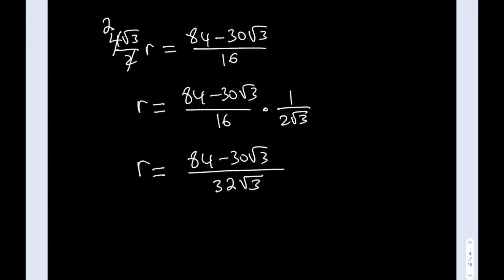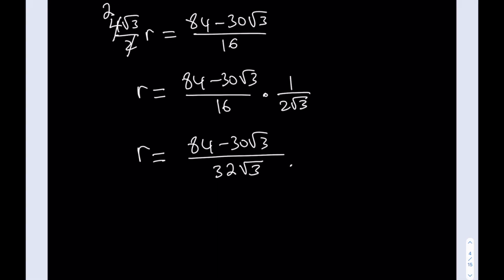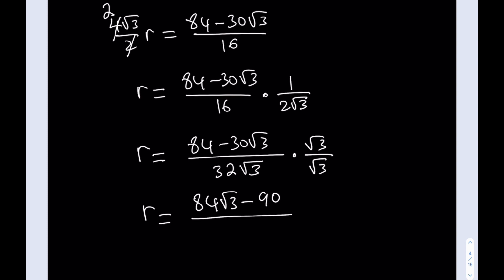At the same time, rationalizing the denominator. Let's do that first. Let's multiply root 3 and root 3. That's not division, by the way. We're going to back up a little bit to fix this mess. Okay, awesome. So now this is going to look like root 3 over root 3. And when I distribute, it's going to look like 84 root 3 minus 90. And 32 times 3 is going to be 96.